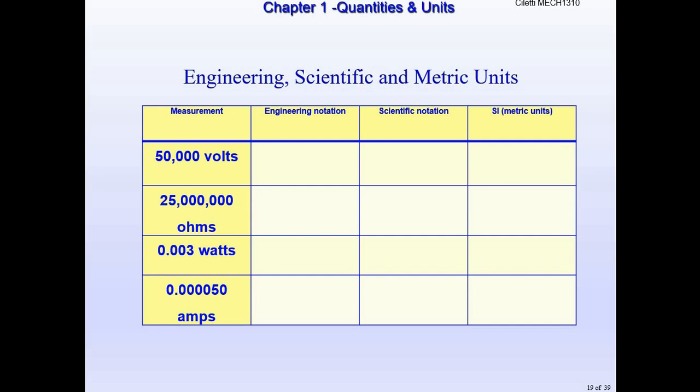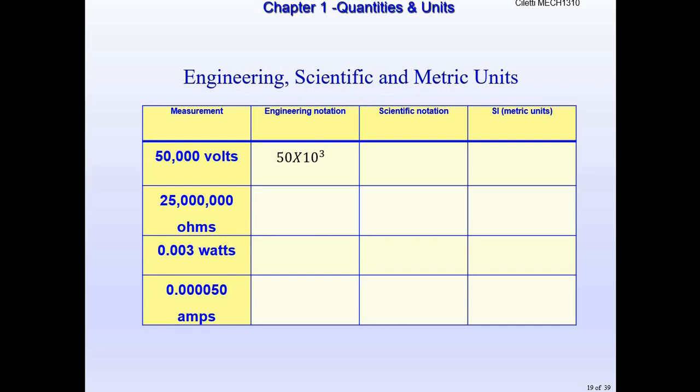So we have 50,000 volts. We want to write that in engineering notation. Remember, in engineering notation, the first digit has to be between 1 and 999, followed by 10 to some multiple of 3. So in this case, you should have gotten 50. We move the decimal 3 places to the left, so we get 50. Those 3 zeros are times 10 to the third. So we had to move the decimal place 3 places.